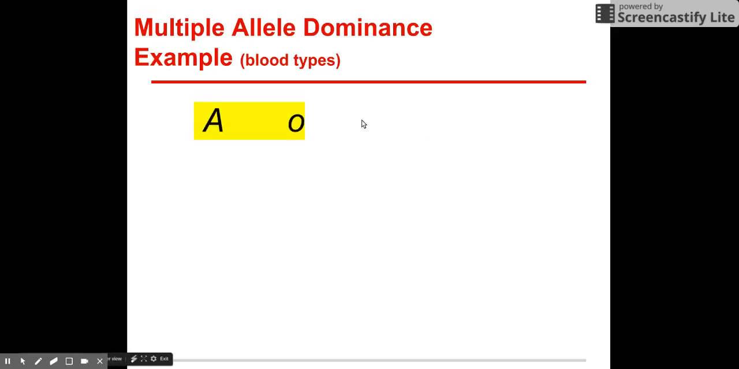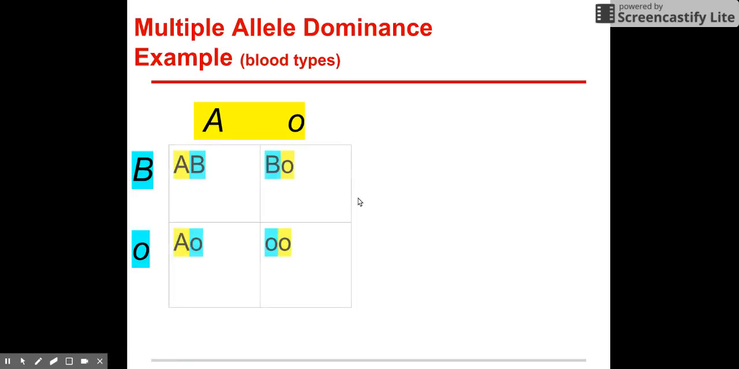So starting here, we've got one parent. This parent has type A blood. They are heterozygous type A. Dominant A, hiding a recessive O. This parent has heterozygous type B. Dominant B, recessive O. Filling in our Punnett square here, you get an A allele from this parent and a B allele from this parent. So this possibility is AB blood. They work together like codominants.